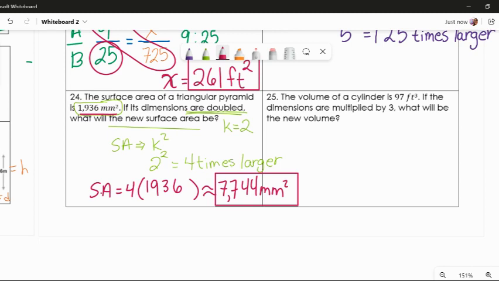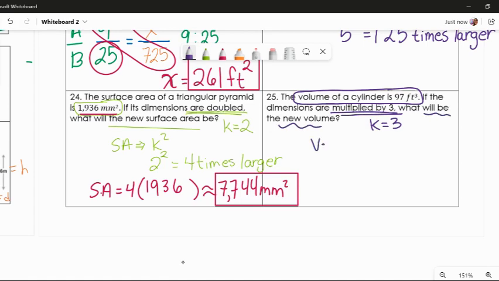All right, last problem of the review. Whew, we made it. We did it. Okay, or we're about to have done it. The volume of a cylinder is 97 cubic feet. So that's volume of a cylinder. If the dimensions are multiplied by 3, that means my K value is 3. K is my scalar multiple. Okay. What will the new volume be?